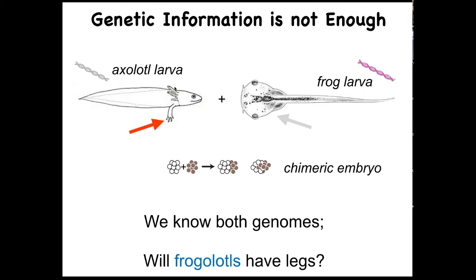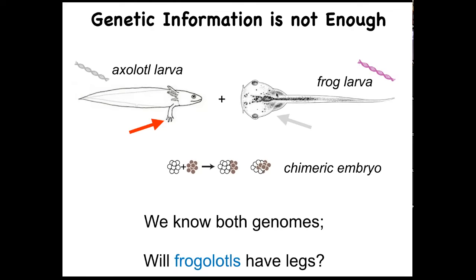So this is the axolotl larva. It's a kind of aquatic amphibian, and the baby axolotls have little forelegs. This is a tadpole of a frog, let's say Xenopus laevis. They do not have legs at this stage. In my group, we make something known as a frogolotl. A frogolotl is a chimeric embryo. It has some tissues from here and some tissues from there, and they're perfectly viable.